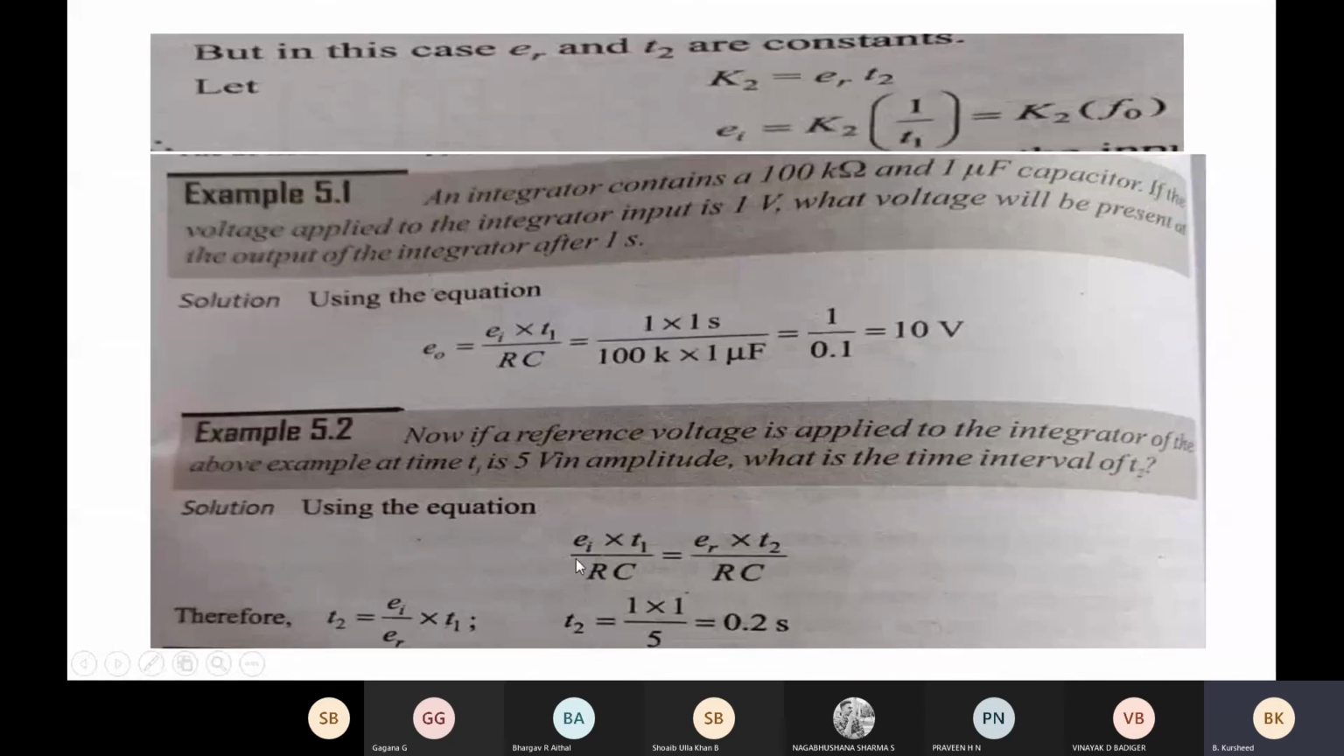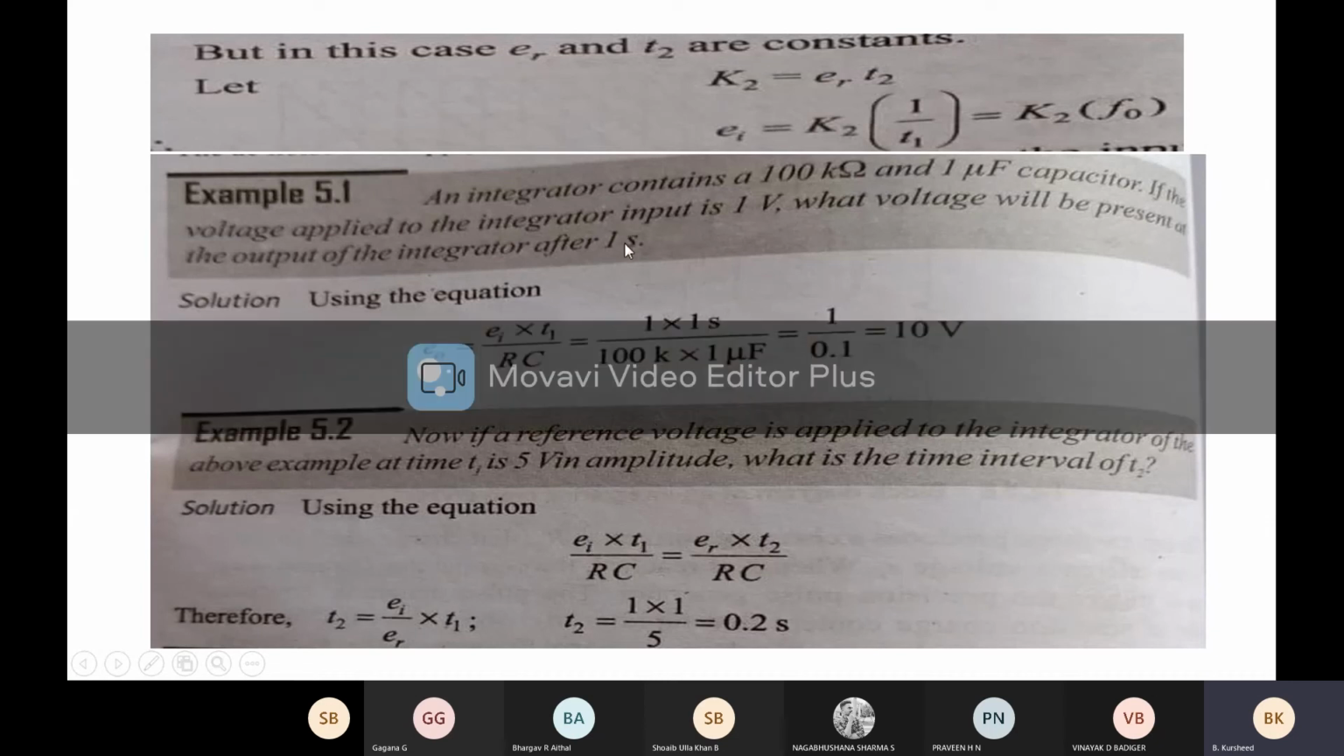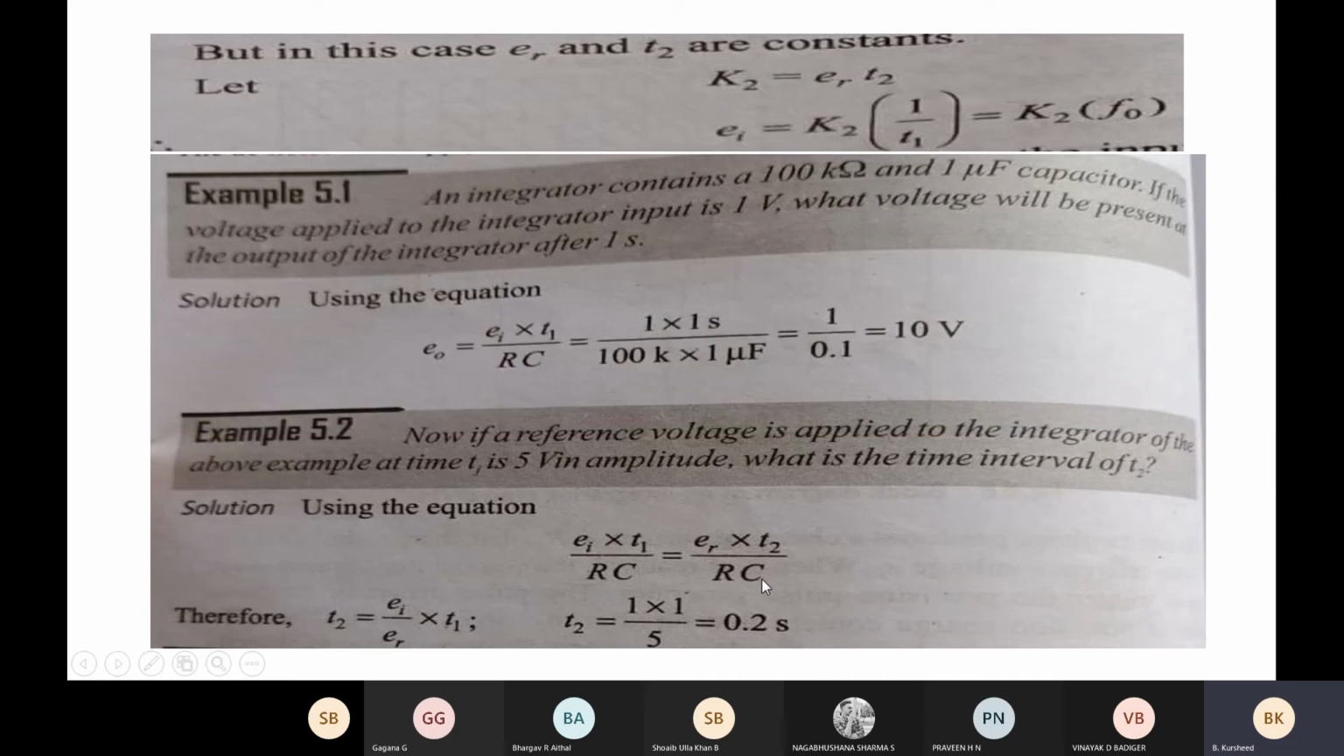With respect to that, EI is 1 volt, as given in the previous problem, the above example. T1 is 1 second. R is 100K and C is 1 microfarad. ER is given 5 volts. Calculate T2. That's all. Copy these two problems. 4 marks.